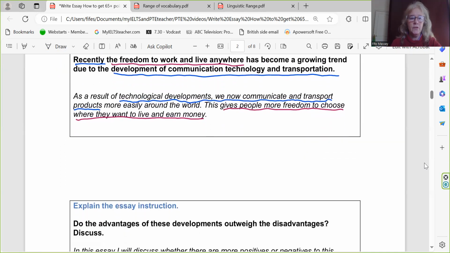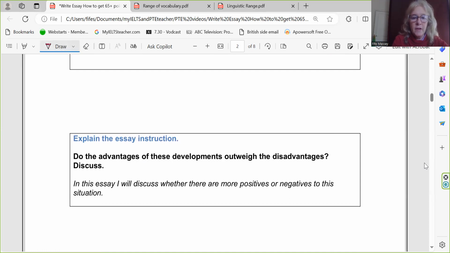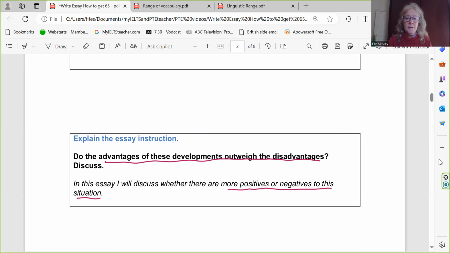What else do I need to do for my introduction? I need to deal with that question. And I need to say what I'm going to do with this topic in my essay. So I'm going to talk about the advantages and disadvantages, but at the same time, as I did in the previous sentence, try to use different words compared to the instruction that I've been given. Okay, and that is my introduction paragraph completed. It takes just a few minutes to do.